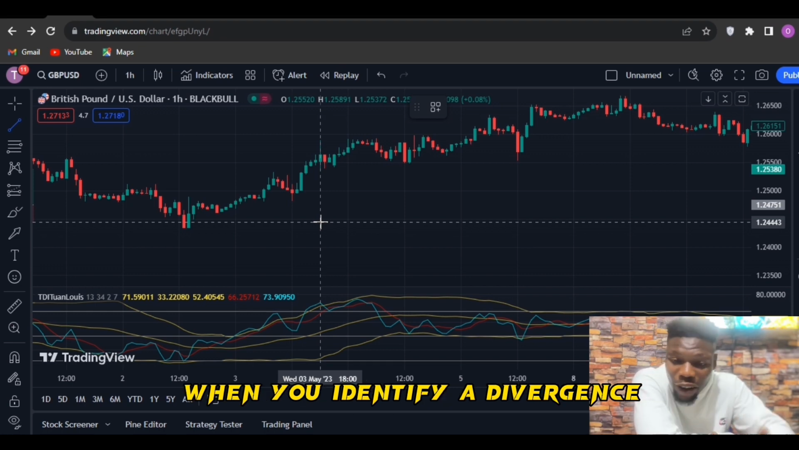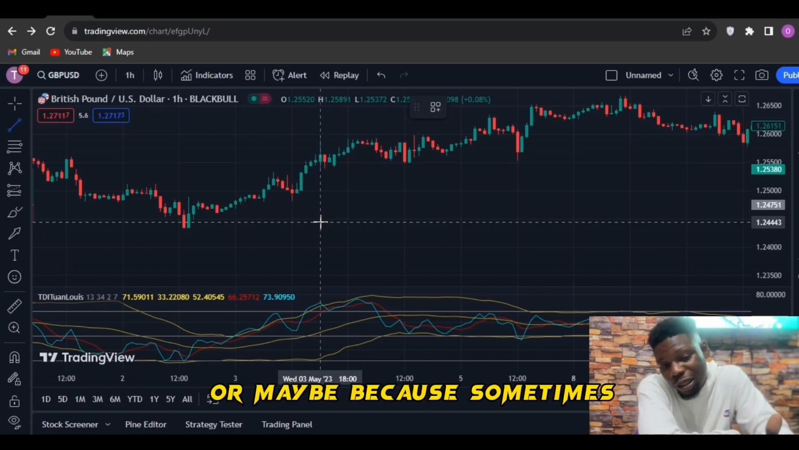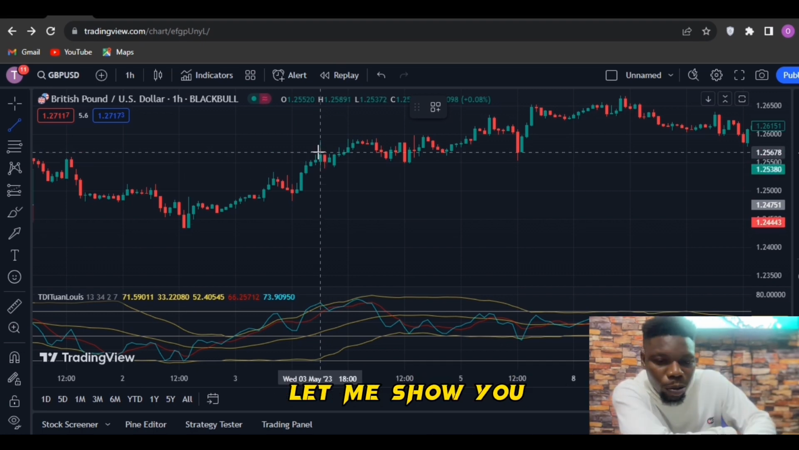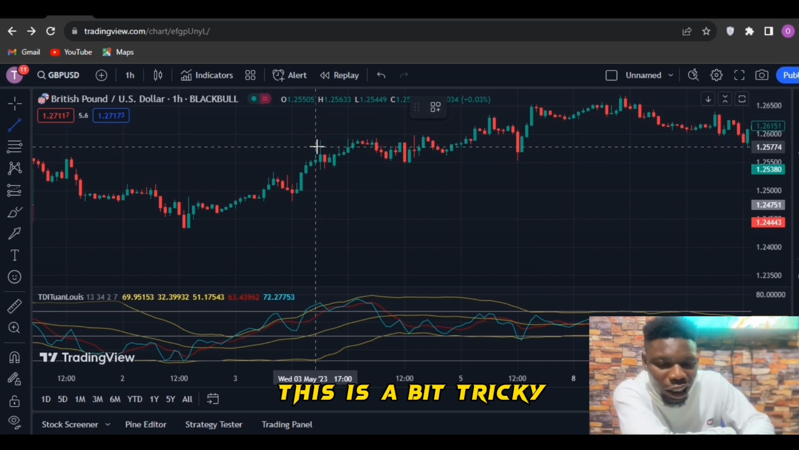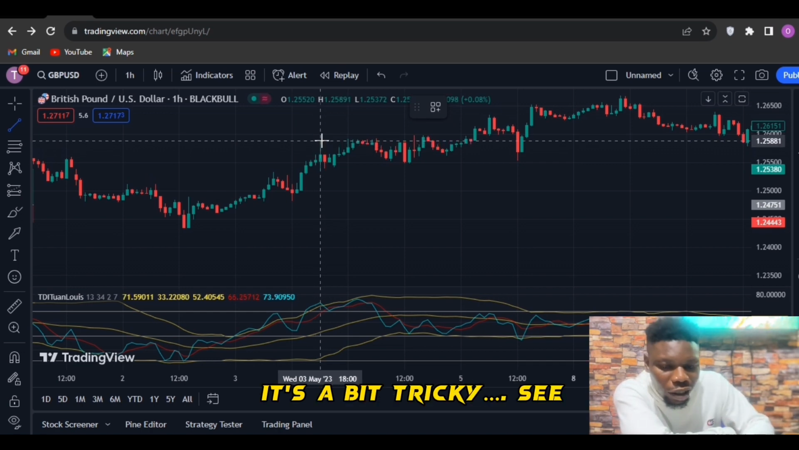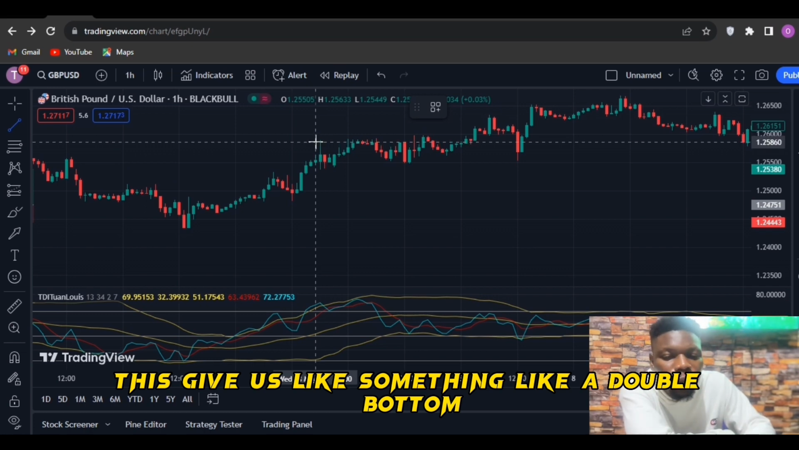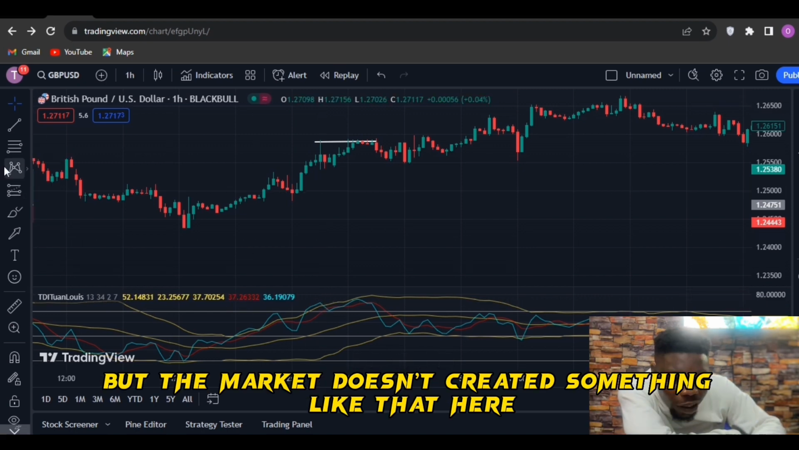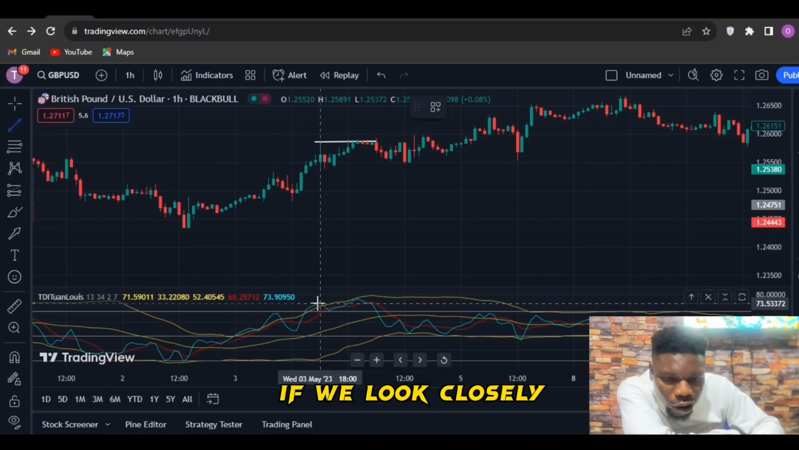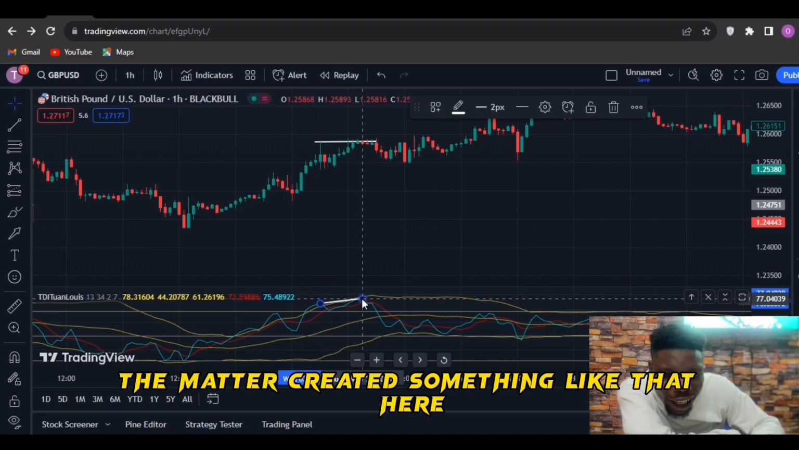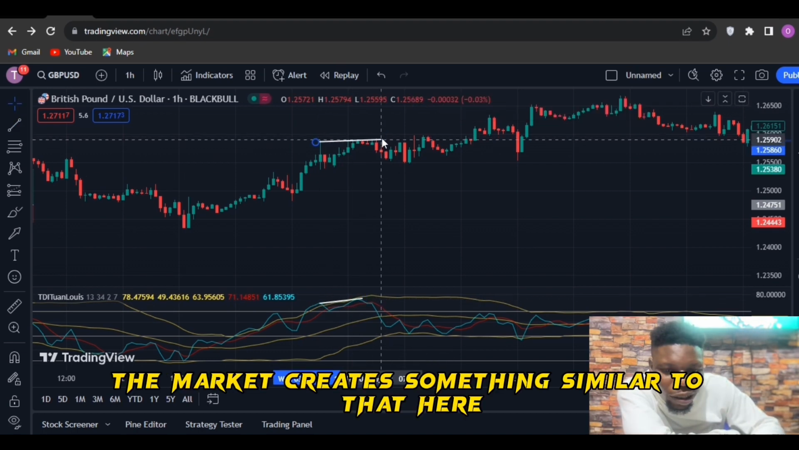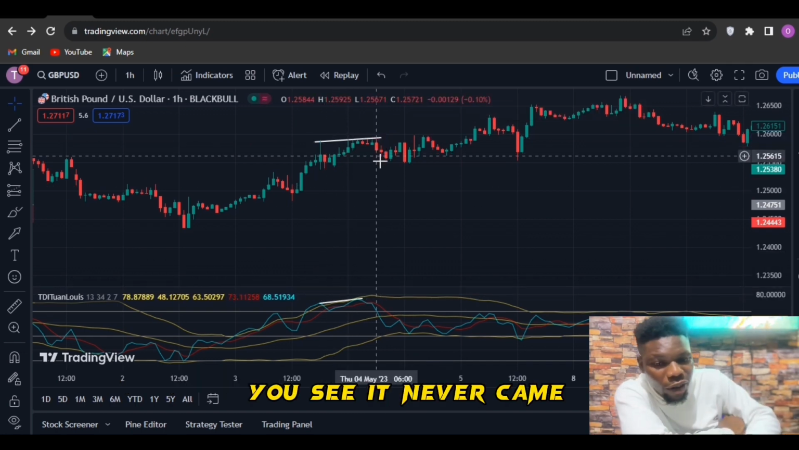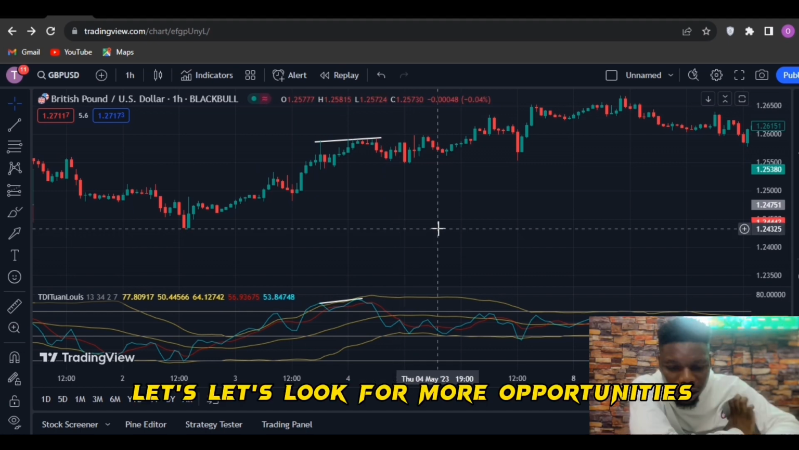When you identify a divergence, sometimes the price might look like one and might not be, something like this. Let me show you. This is what I saw. See, this is a bit tricky. This gave us something like a double bottom, like a double top, but the market also created something like that here. If we look closely, the market created something similar to that here. You see, this is not a divergence, guys. Be very careful. You see, it never came. Let's look for more opportunities.